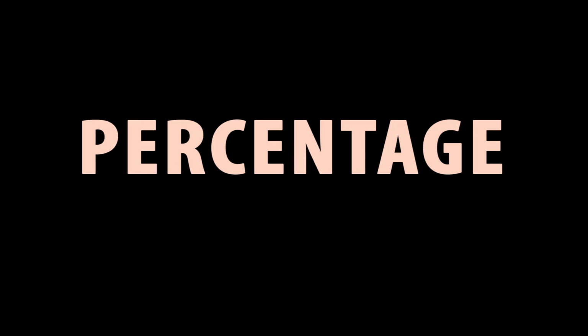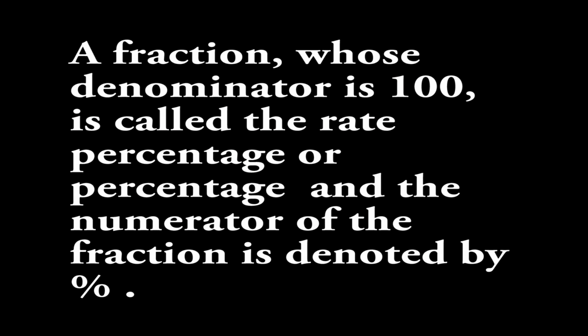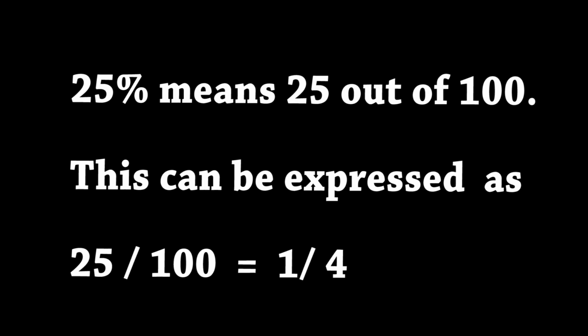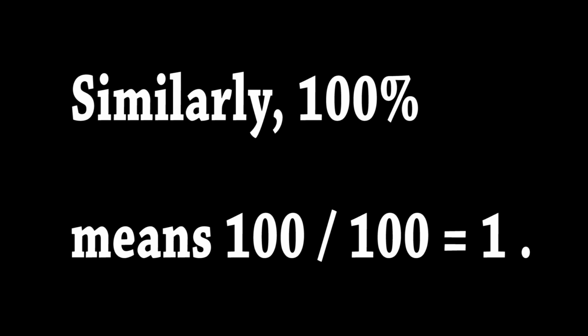What is percentage? A fraction whose denominator is 100 is called the rate percentage or percentage, and the numerator of the fraction is denoted by percent. For example, 25% means 25 out of 100. This can be expressed as 25 divided by 100 equals 1 divided by 4. Similarly, 100% means 100 divided by 100 equals 1.